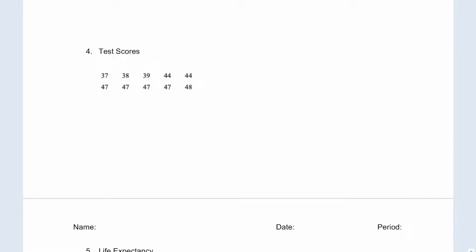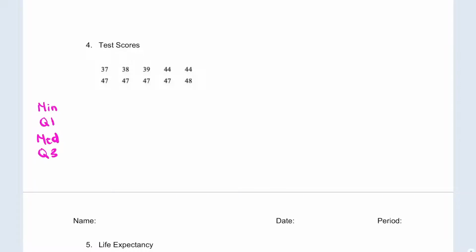So I like to write the 5 number summary, or the components of the 5 number summary, just to remind myself. It's also just good practice, so that way you don't mess up, and there's less room for mistakes. Okay, so these are the things that I need for my 5 number summary.